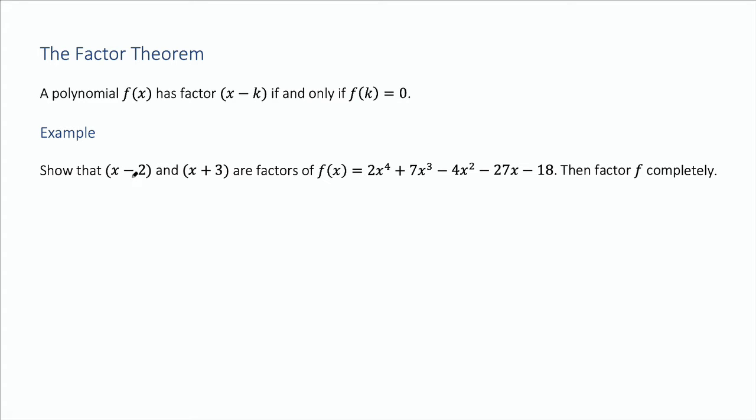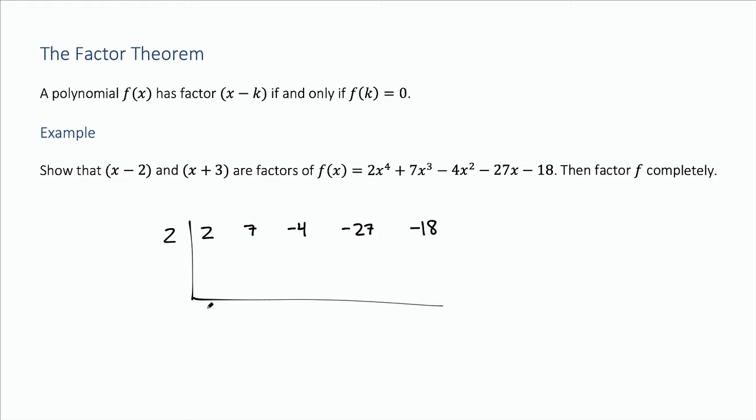We want to show that both x minus 2 and x plus 3 are factors of this polynomial. So what we're going to do is take the zeros of each of these. We're going to start with the zero of this one, which is a positive 2. If you plug 2 into this, you'd get 0. And we're going to do a synthetic division with that positive 2 out there and put the coefficients of this polynomial inside. 2, 7, negative 4, negative 27, and negative 18.